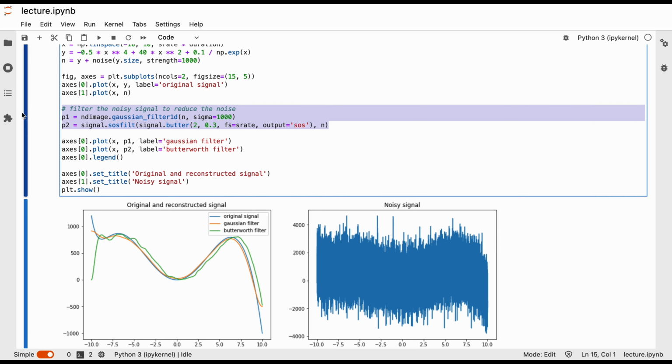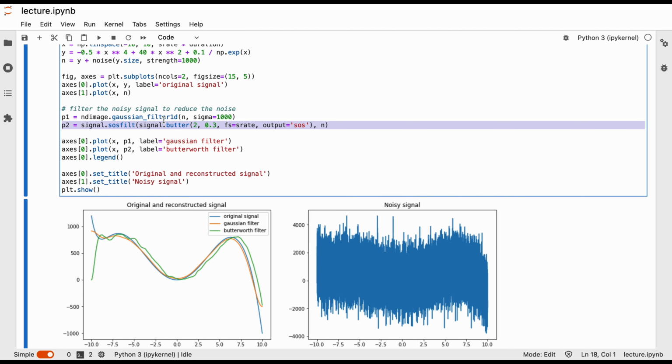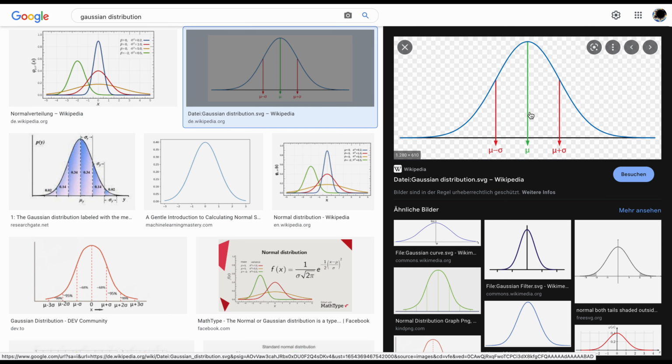In here we're using two approaches. First the Gaussian filter and then a Butterworth filter. And they work quite differently. So what the Gaussian filter does is that it looks at the neighborhood of one data point and then takes the average of that. And how many neighbors we consider depends on this sigma here. And the sigma stands for the standard deviation of our Gaussian distribution. And so when we are averaging the neighbors, we're actually calculating a weighted average. And the weights for each neighbor depend on this Gaussian distribution. So what that then means is that closer neighbors are considered as more important and further neighbors are considered less important in this weighted average.